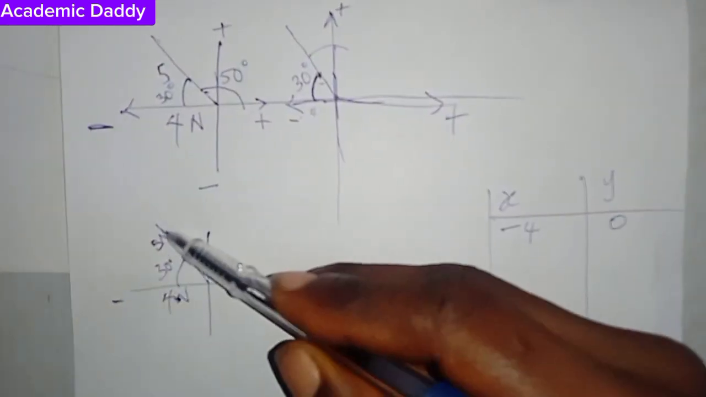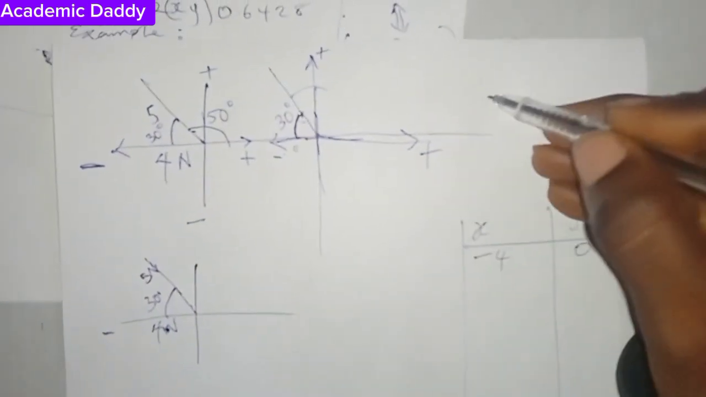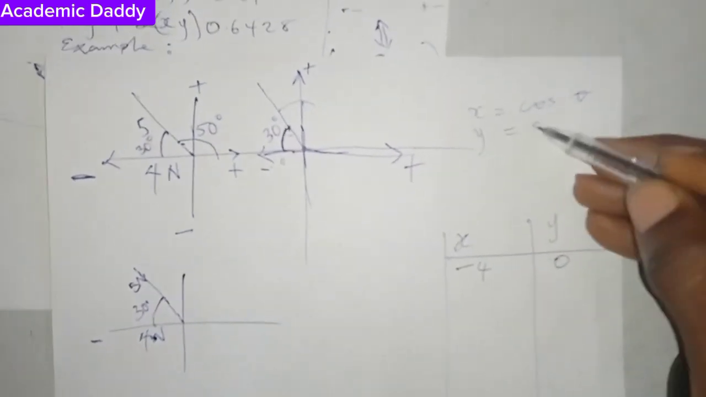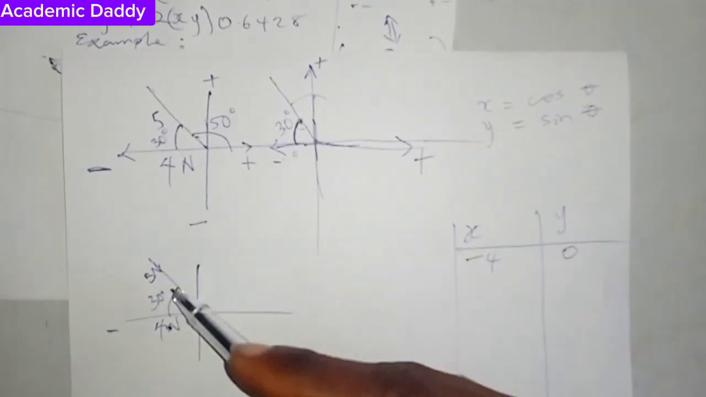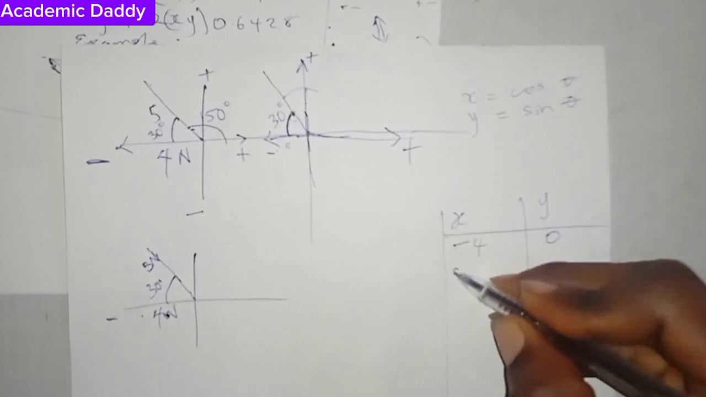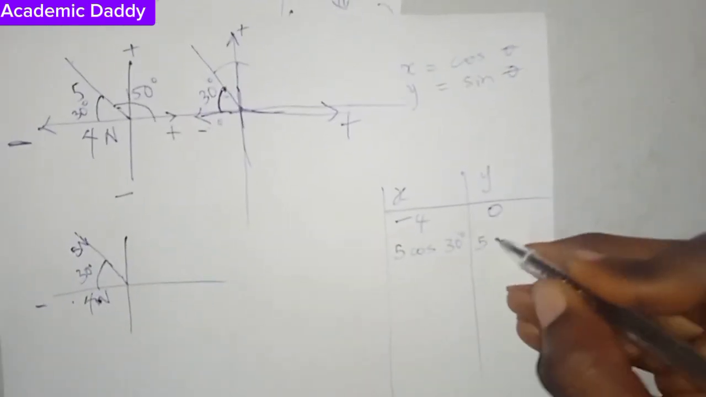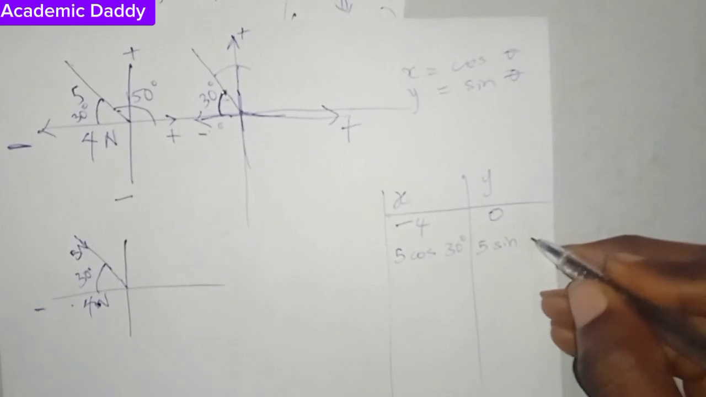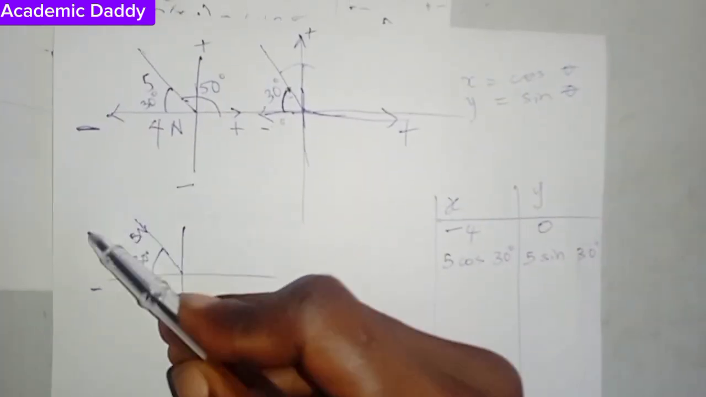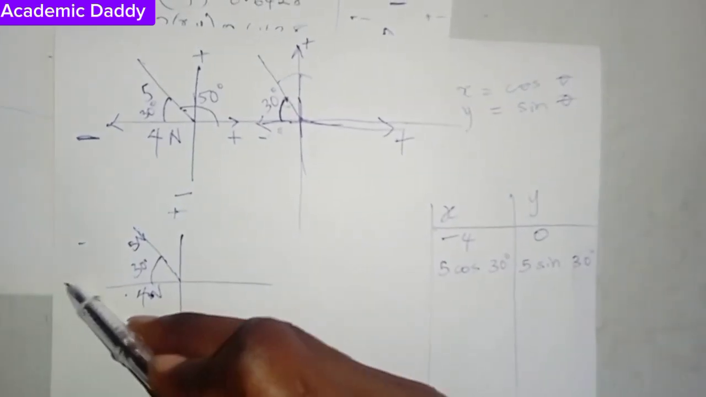Then this 5, I can take it to x, I can take it to y. And remember that once we are using this, x will always be on cos theta, while y will always be for sin theta. So towards the angle cos, away from them, so I'll say 5 cos 30 degrees and 5 sin 30 degrees. Then you need to remember something. This is in the second quadrant, and in the second quadrant we have this to be plus, we have this to be minus.